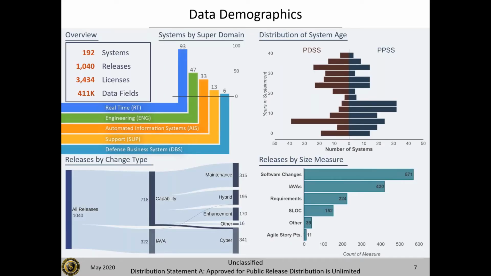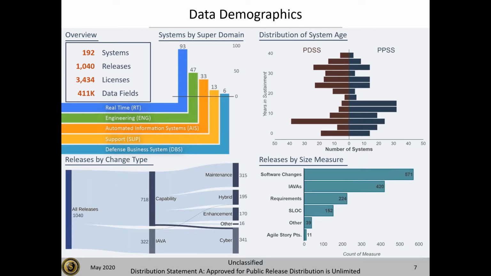Some demographics on our data. So as you can see, 192 systems, 93 of them are real-time systems, and then a smattering across the other application domains we looked at, engineering, AIS support, and then there's a few defense business systems that we pulled out separately because of the size and complexity of those. On the right-hand side, the aging, some of these systems have been in the field for upwards of 40 years.